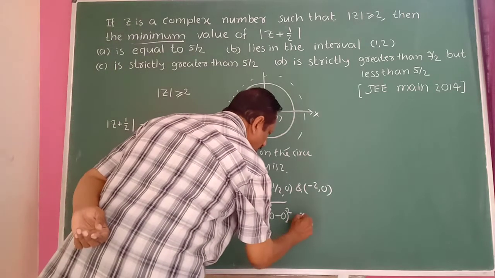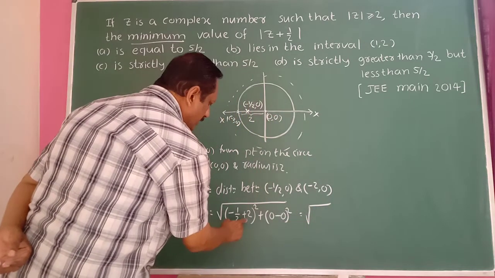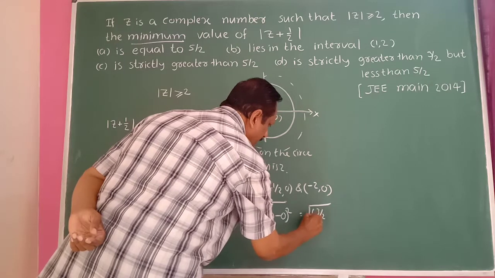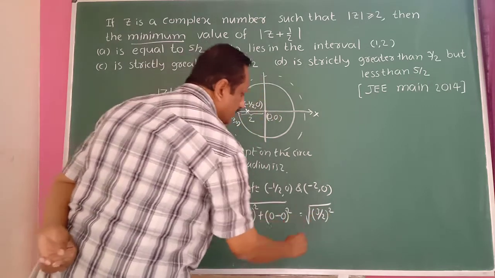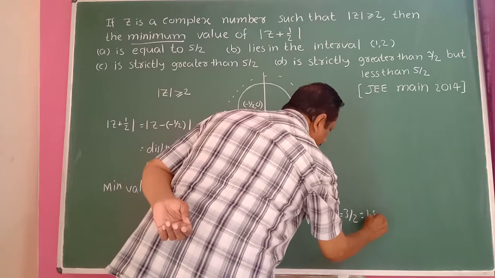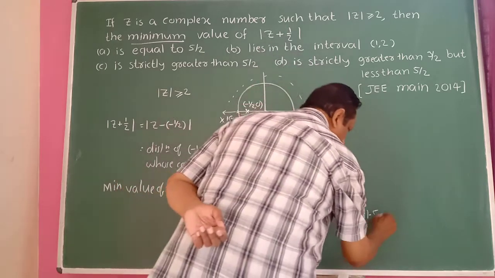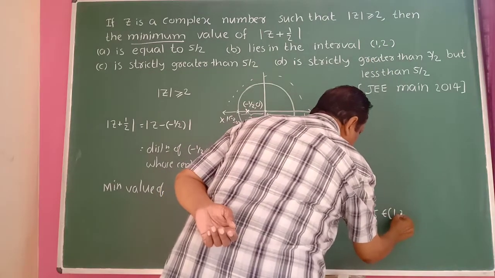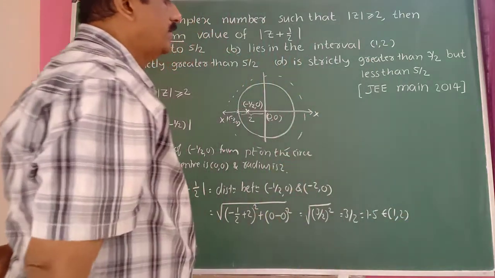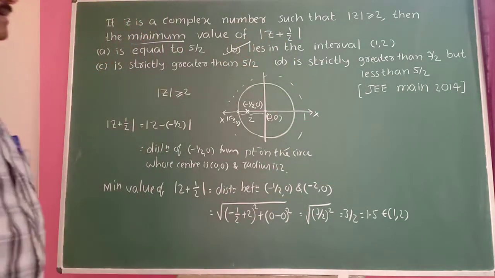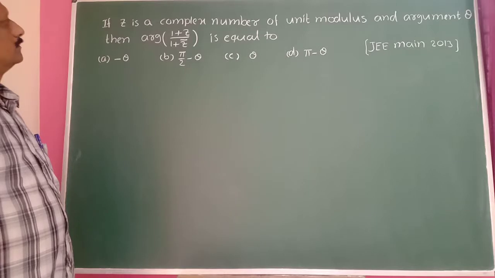Therefore this is equal to root of, 2 twos are 4, 4 minus 1 is 3, so 3 divided by 2 whole square. The square root and the square cancel here, giving 3 by 2. So 3 by 2 means it is 1.5. Obviously 1.5 belongs to this interval here, 1 comma 2. It lies in the interval 1 comma 2. Therefore B is the correct option.